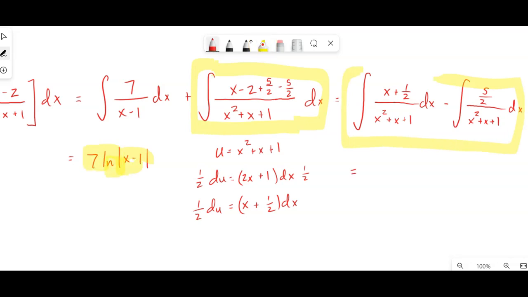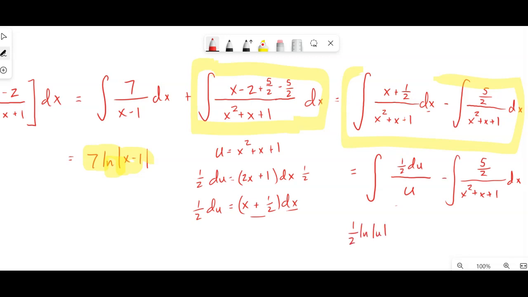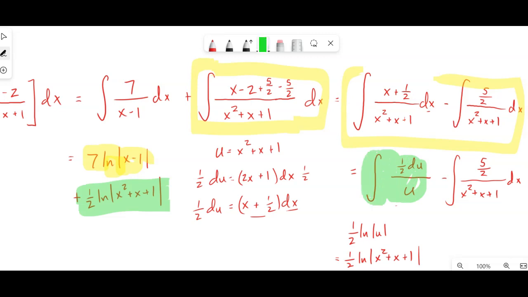So here, this is the integral of u on the denominator, and then x plus 1 half dx is 1 half du. I know how to do that. That one's easy as well. That's a 1 half natural log absolute value of u, and again, u is all that stuff. So I could say this is 1 half natural log absolute value of x squared plus x plus 1. So there's another piece to the integral. This is coming from that integral.